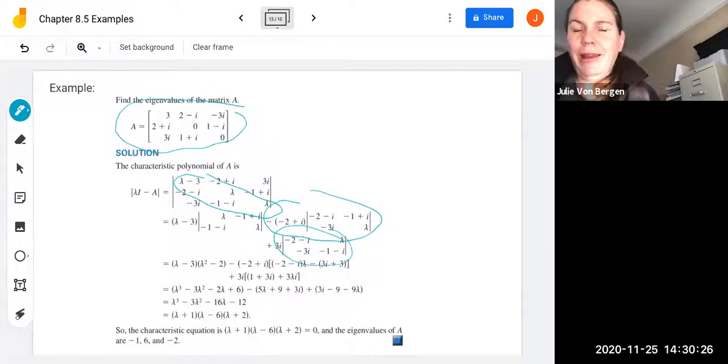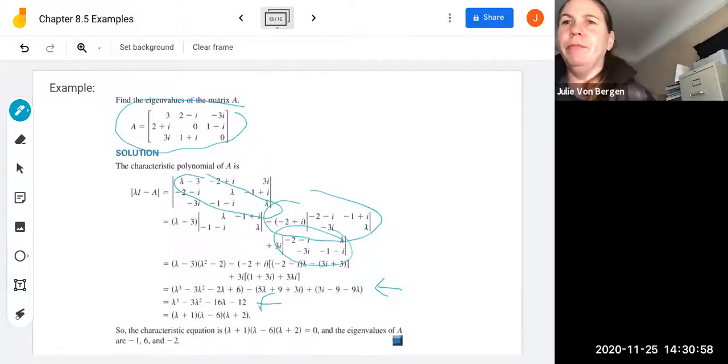And then we can calculate those determinants real easy because they're 2x2s. So we end up with this next calculation here. In terms of our lambdas, we distribute everything through, we end up with this calculation, and we combine like terms, and we end up with this polynomial: lambda cubed minus 3 lambda squared minus 16 lambda minus 12. That's factorable. So that's our characteristic equation. We set it equal to 0, and the eigenvalues are all real numbers that satisfy this: -1, 6, and -2.